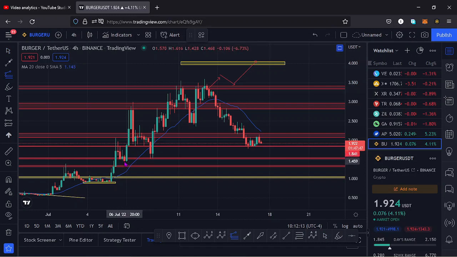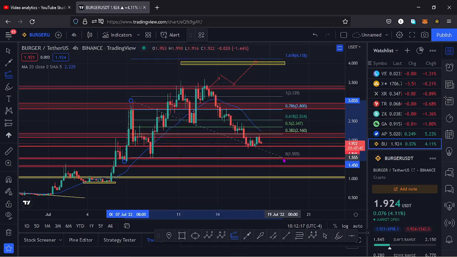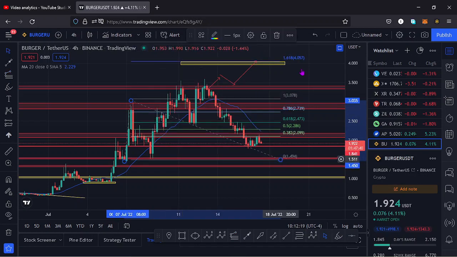So if I apply the trend based Fibonacci here, dragging it to that low down there, you can see that the 1.618 fib level lies at around the $4.07 mark, which is the minimum that I expected that breakout to the upper side to go to.